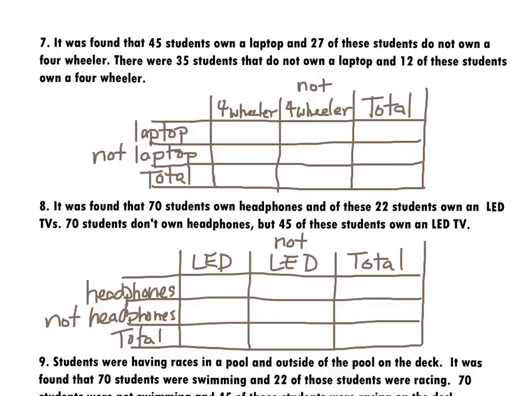So let's start putting in some numbers. We know for sure that there's 45 students that own a laptop, and 27 of those students do not own a four-wheeler. So that's the 27 that goes right there. Then we have 35 students who do not own a laptop, and so that goes right there. And of those, we have 12 that do own a four-wheeler. So that number goes right here. And so from here on out, it's really just a puzzle that we're trying to solve. And we know we have 45 here and 35 here, so this must be 80.